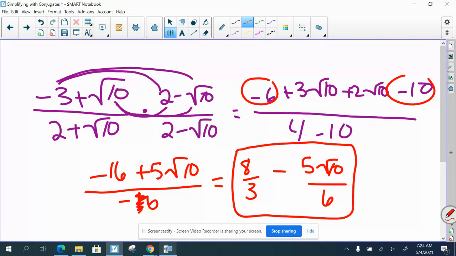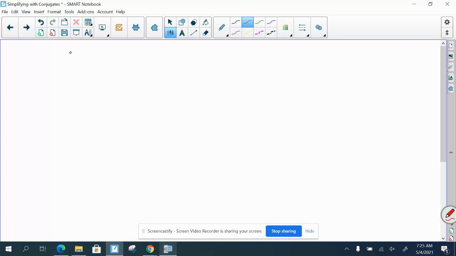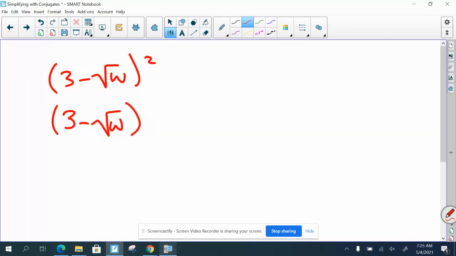Okay, and then we'll do one more to replace F in your note sheet. We're not going to do that example, don't worry. We could, but there's no need. We're going to do a different question. This one here: 3 minus the square root of w, squared. So this is just a friendly reminder that you don't distribute the square when there's a plus or minus in the parentheses. You have to first rewrite it as 3 minus the square root of w, times 3 minus the square root of w, and then FOIL.